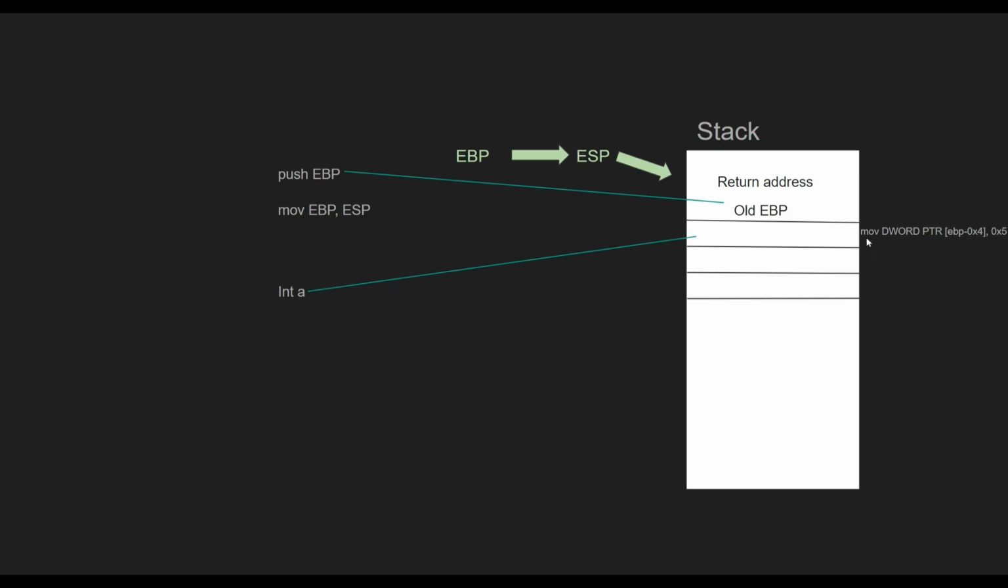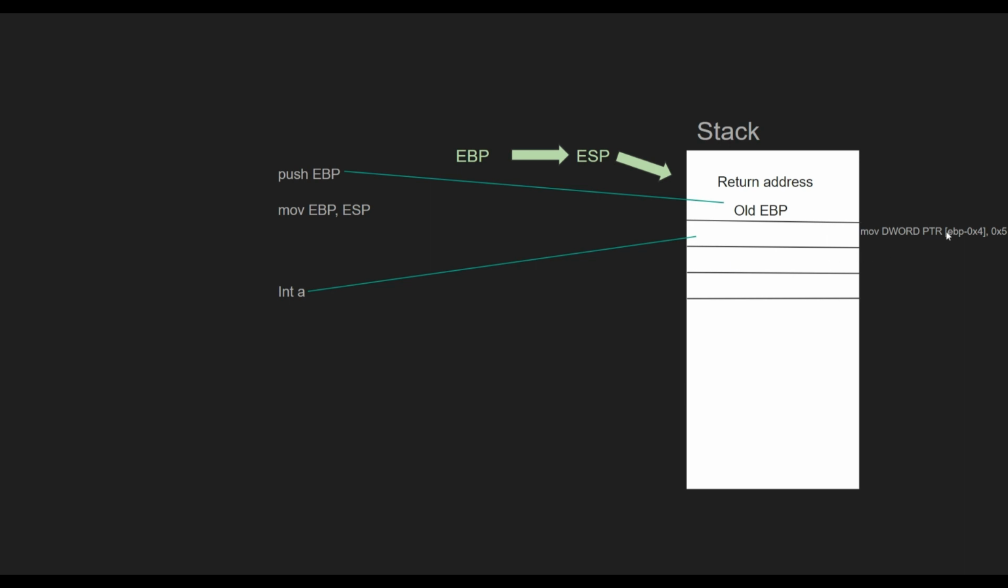So move dword pointer EBP minus 4 bytes. Essentially, we're going down one space. We are accessing that first empty space in our program. What if this was EBP minus 0x8, right? We would go down here to the second empty space. I will show that in the next video with 2 variables. But right now we're only working with one.